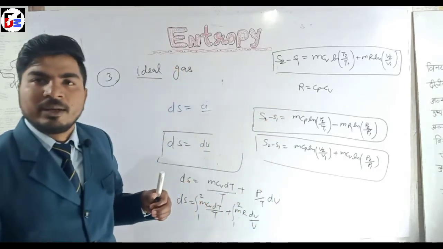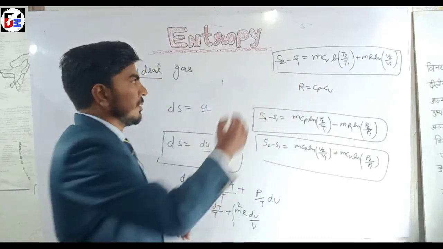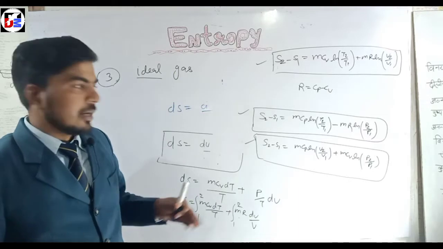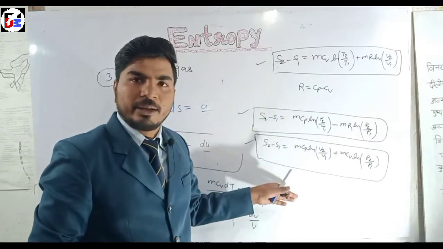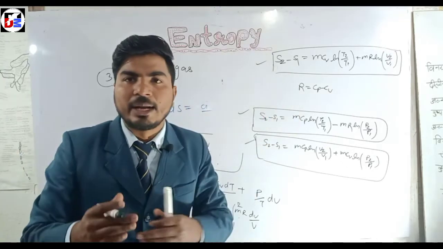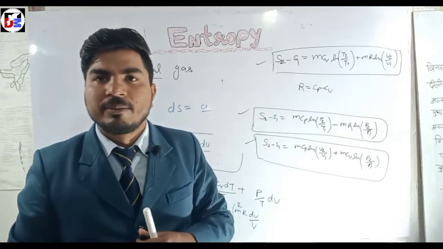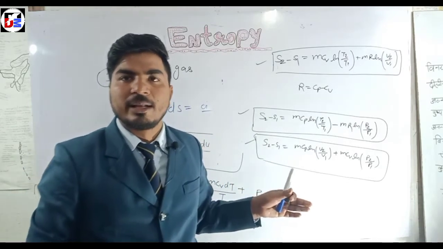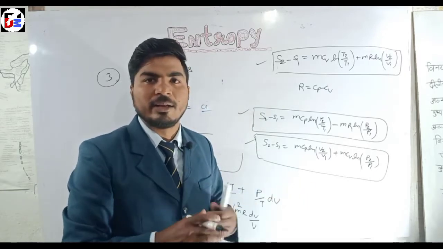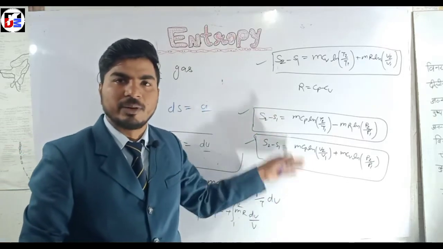In any problem, according to the given condition, you apply these three equations: first equation, second equation, third equation. Learn these three equations for entropy change of an ideal gas, because these equations are already asked in the GATE examination or SSC JE examination as 1 mark questions. This is always asked in any engineering or competitive examination. So you learn these equations.